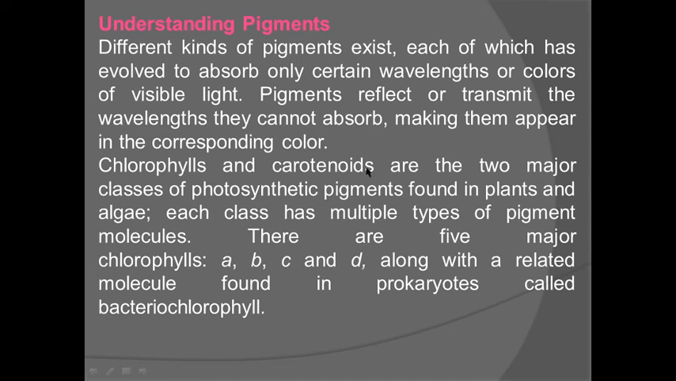Chlorophylls and carotenoids are the two major classes of photosynthetic pigments found in plants and algae. Each class has multiple types of pigment molecules. There are five major chlorophylls: chlorophyll A, B, C, and D, along with related molecules found in prokaryotes called bacteriochlorophyll.